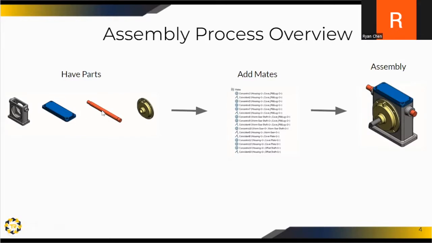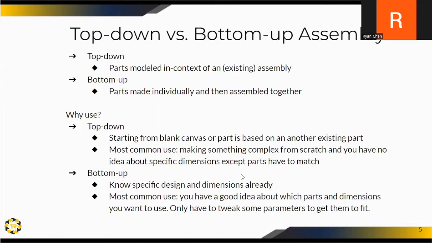Same thing with this shaft. In order to go through this shaft hole right here, the dimensions have to be pretty close together. And for that reason, a lot of the time you use something called top-down assembly, where you need to know the context of other parts. The only reason you'd use bottom-up assembly is if you know the specific designs and dimensions already.